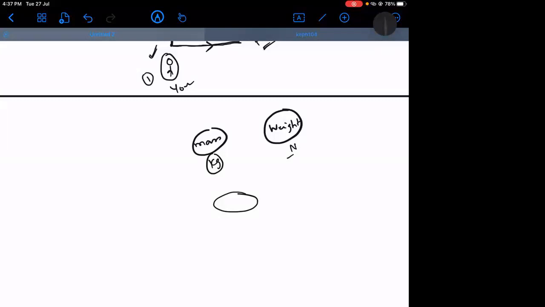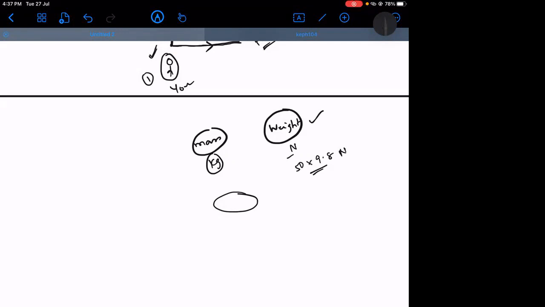So if somebody asks you, what is your weight, let's say you're 50 kilograms, your weight is not 50 kilograms, your mass is 50 kilograms. What is your weight? Your weight is 50 into 9.8. Your weight is measured in Newton. So weight is the force with which the object is being pulled towards the earth.